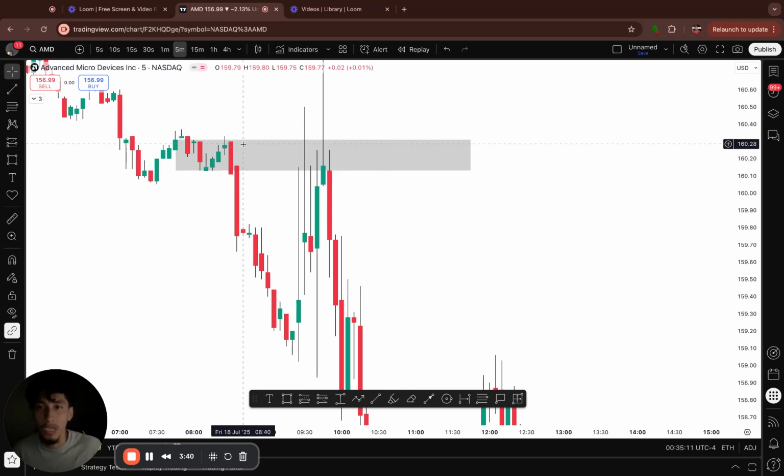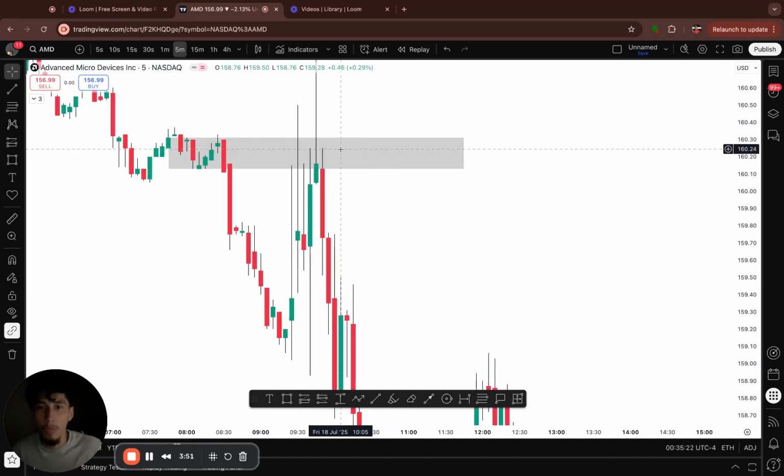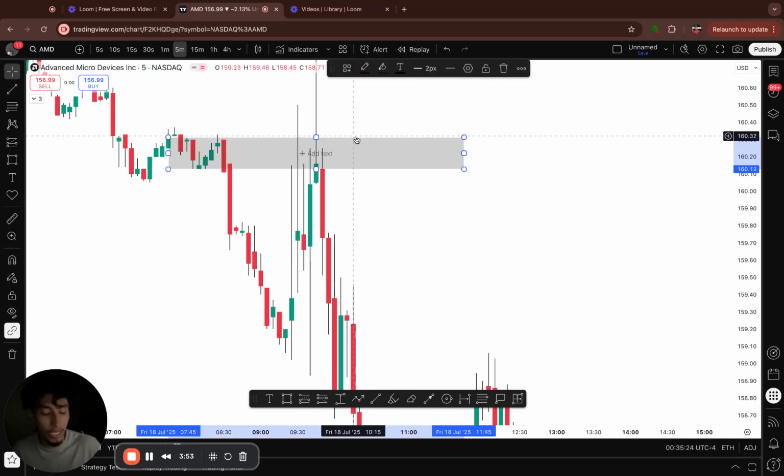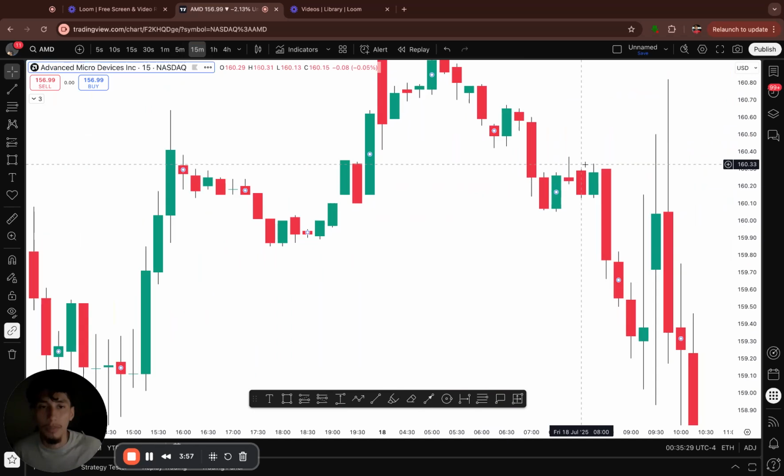So this right here is going to be a valid supply zone because of that. And obviously you can tell market opened at 9:30 and it broke right past that zone. So this right here is already invalid. So what I can do at this point is delete this, and then now I'm looking for another zone that this could potentially tap into.